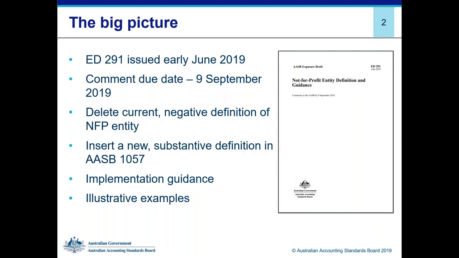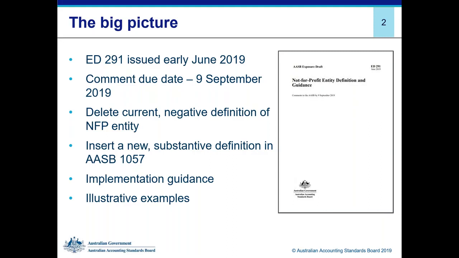This slide gives you the big picture. If you hear nothing else today, we hope that you'll take these messages. The current definition of not-for-profit entity in the standards is a very negative one. Basically it says you're a not-for-profit entity if your primary objective is not to generate a profit. So very, very negative. We've had that definition for a very long time, but it's not particularly helpful.